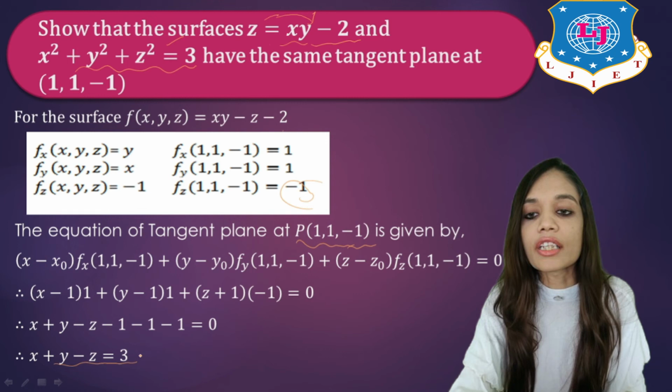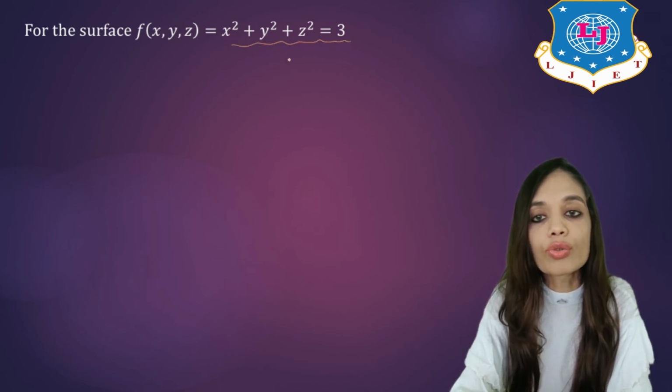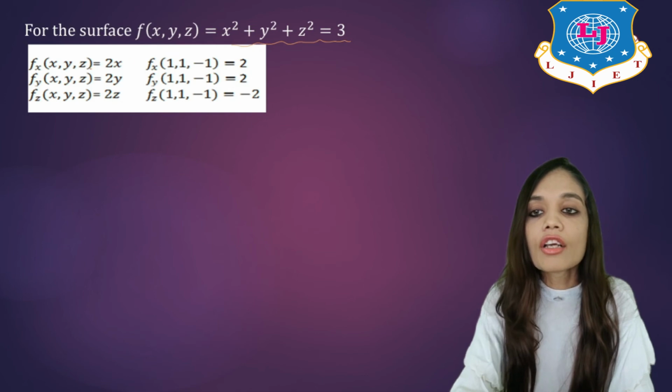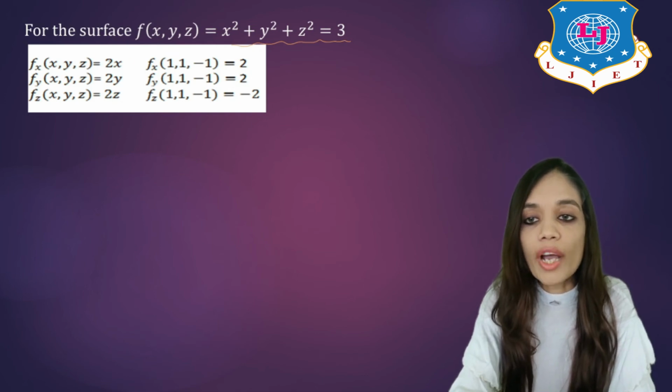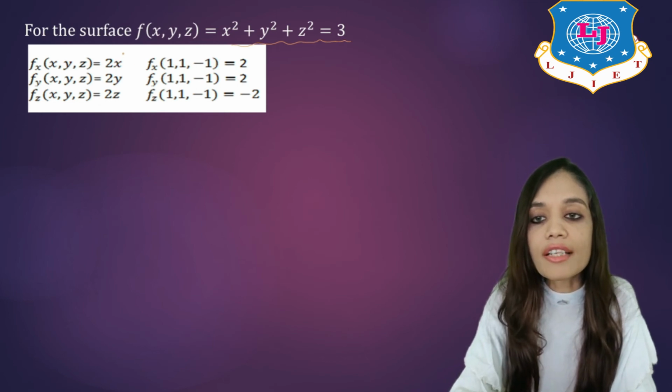Now let us find the equation of the tangent plane to the surface F of x, y, z equal to x squared plus y squared plus z squared minus 3 equals 0. Again let us find the partial derivatives with respect to x, y and z. So fx will be equal to 2x, fy will be equal to 2y, fz will be equal to 2z. Again put our point P, that is (1, 1, -1). So you will get the answer as 2, 2, minus 2, right?